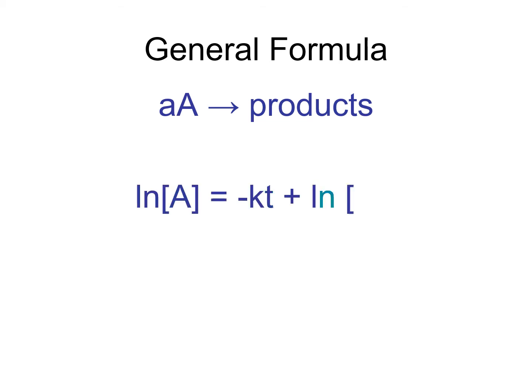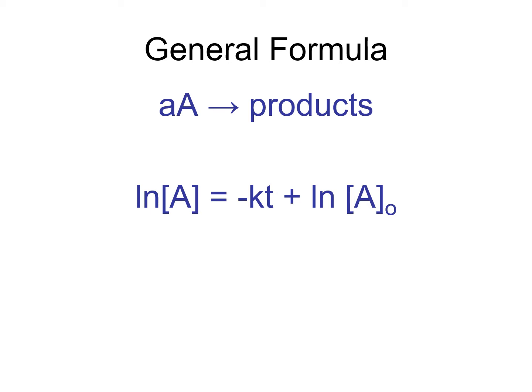So our general formula, and I would like to derive this with you, and then you'll see where it is on your AP sheet. And this is just for a first-order reaction. We have a reactant giving us a product, and we know the integrated rate law gives us the natural log of A equals negative rate constant times time plus the natural log of our original concentration.